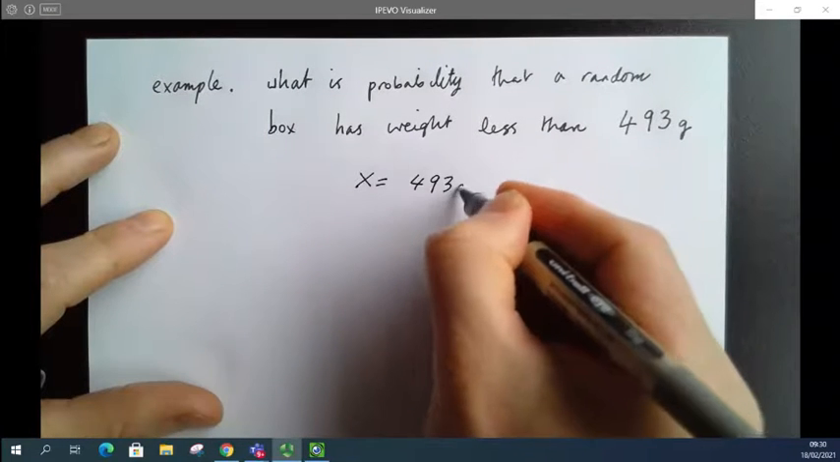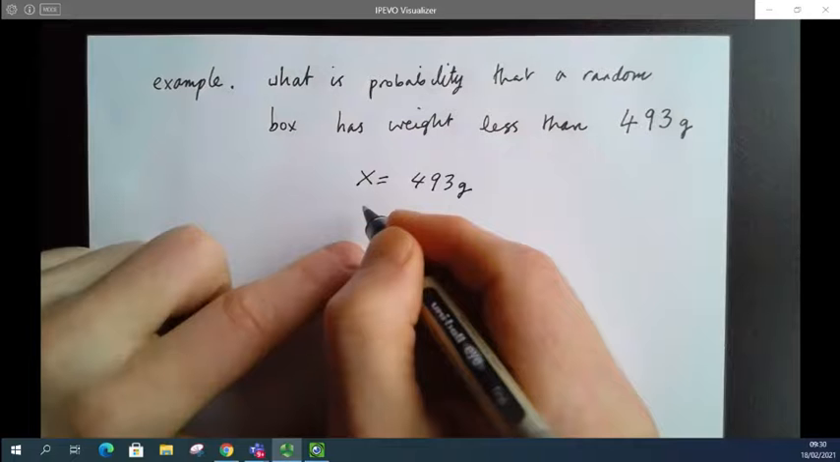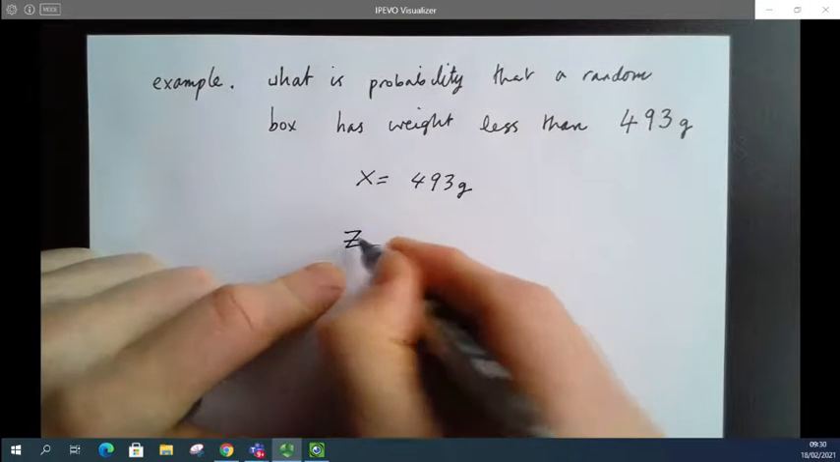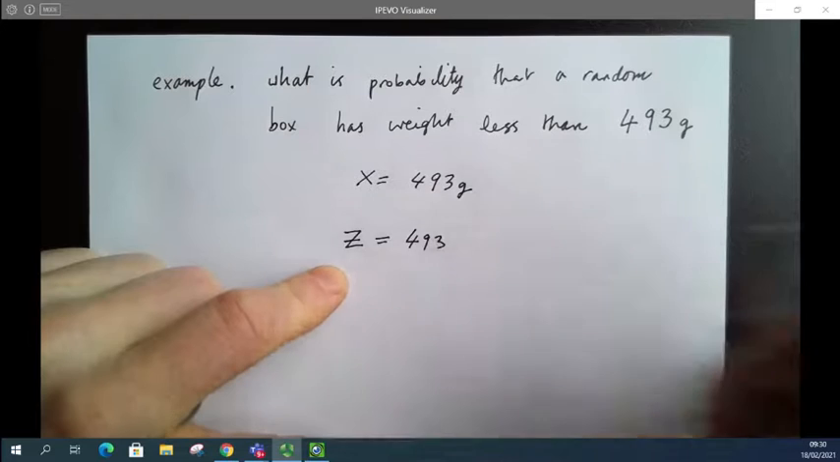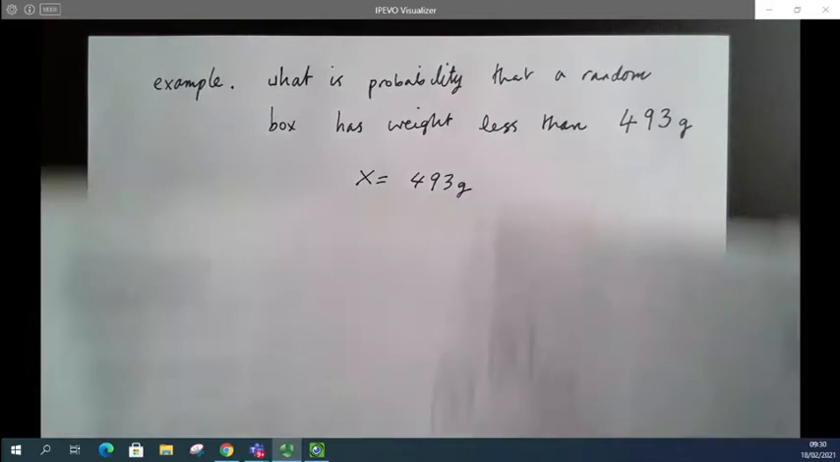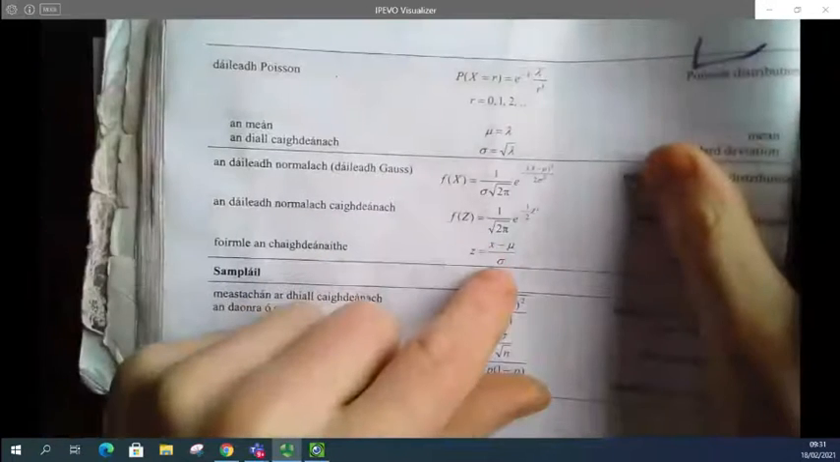In order to do any question like that, we need to convert to a z value, because the tables don't know anything about cornflakes boxes, but they know about the standardized normal distribution. So we need to standardize this value. So we go 493. What is the formula, by the way? Let's go back to page 34. Z equal to x minus mu over sigma.